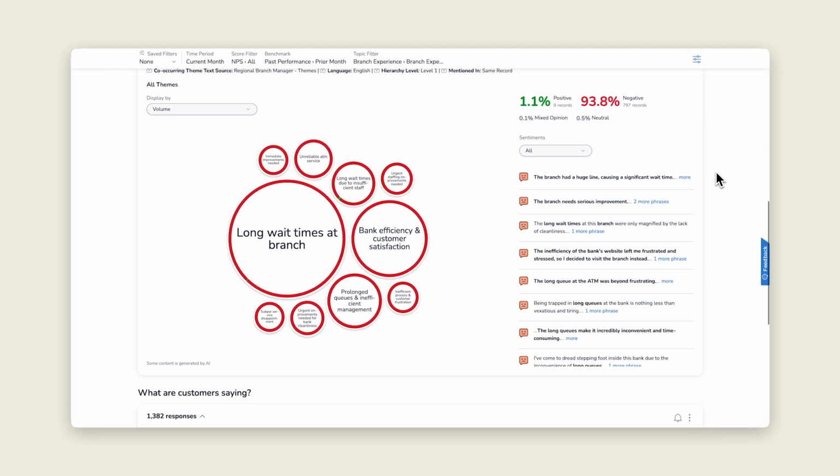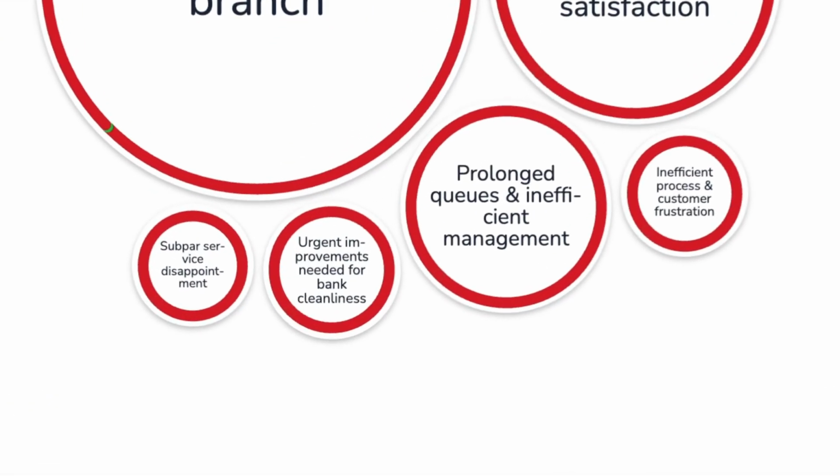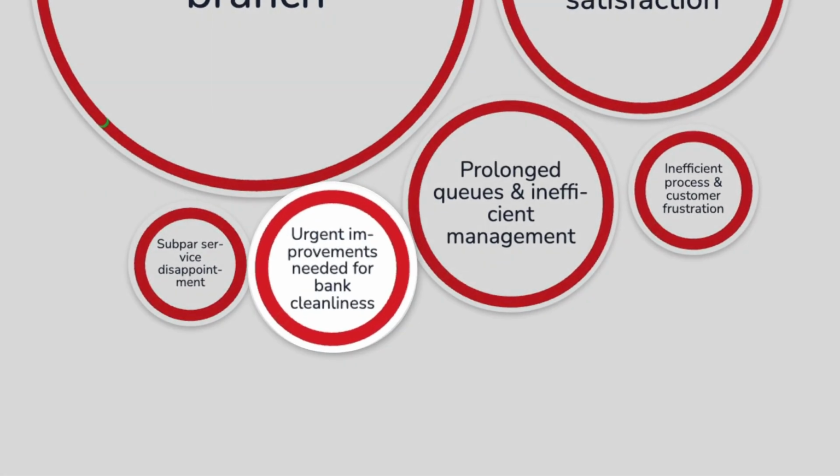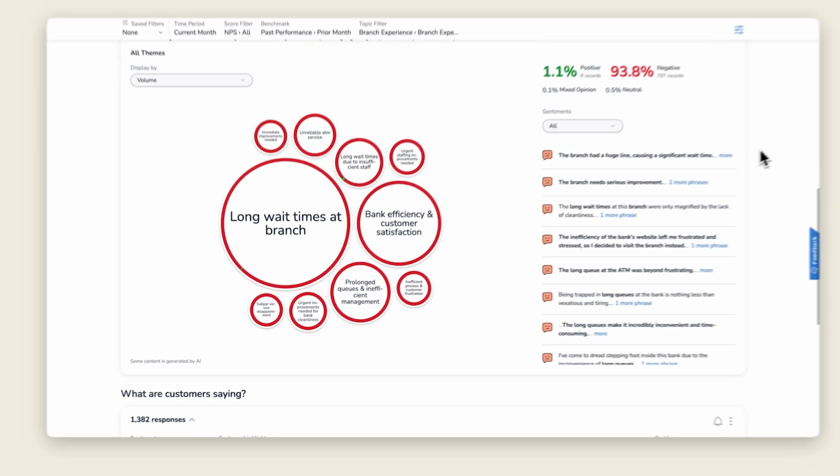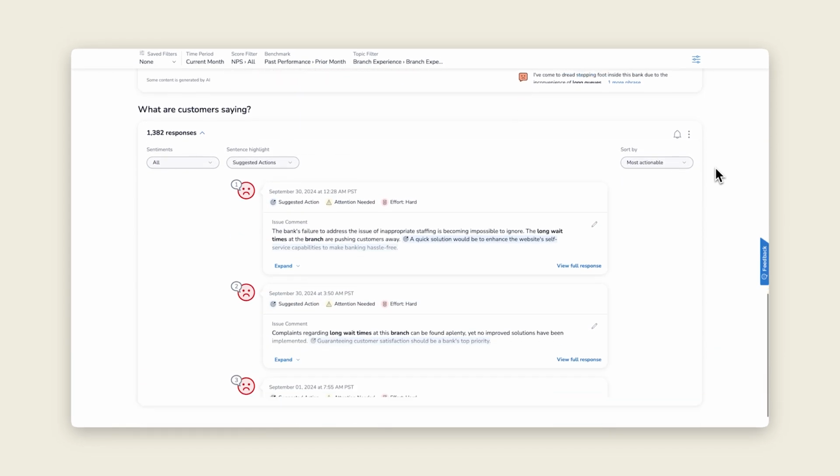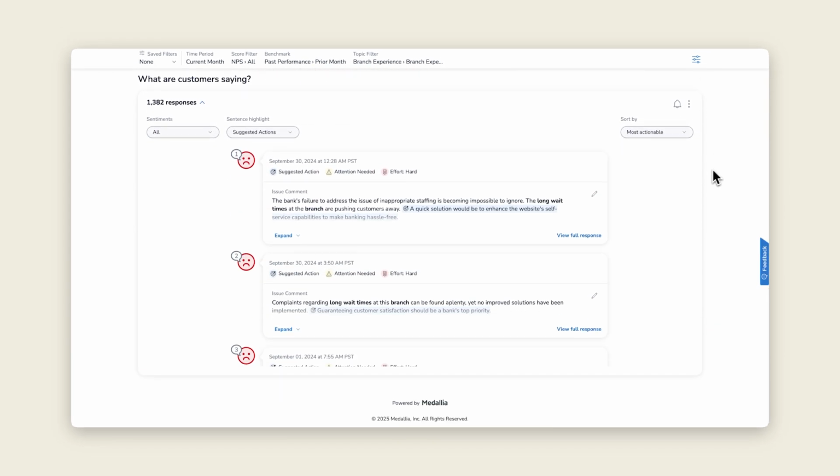Even the themes point at cleanliness. In themes, generative AI analyzes with a different model, but even that model points out the urgent need for cleanliness. Now that Taylor has seen all signs pointing in this direction, it's time to see what customers are actually saying.